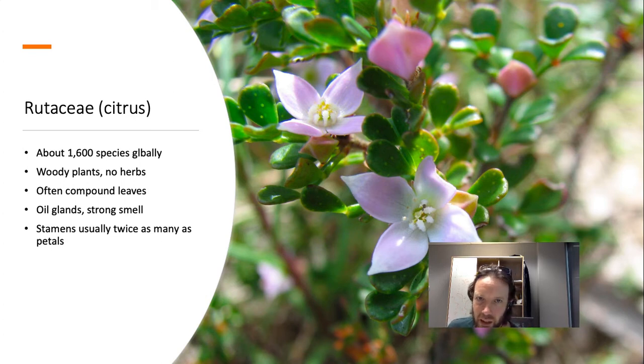Stamens usually twice as many as the petals. So in this case, 4 petals, 8 stamens, but it can be 5 petals, 10 stamens. That's pretty typical. Actinomorphic or radially symmetric is another good characteristic for Rutaceae. And unlike Myrtaceae, superior ovary is the rule in this family.